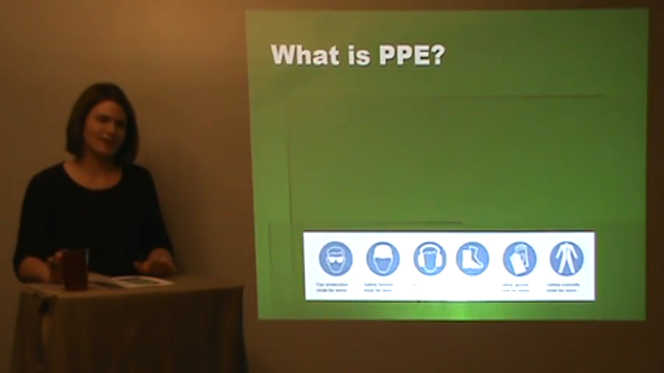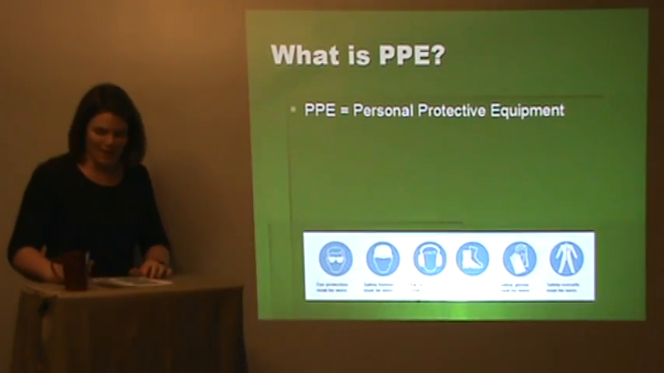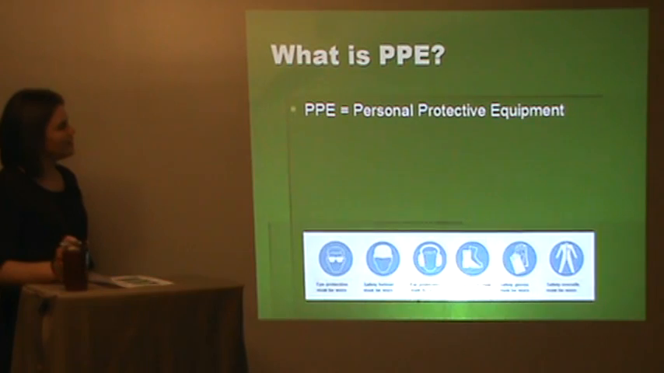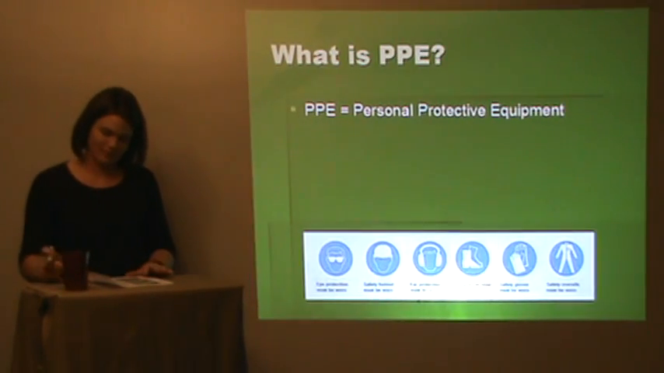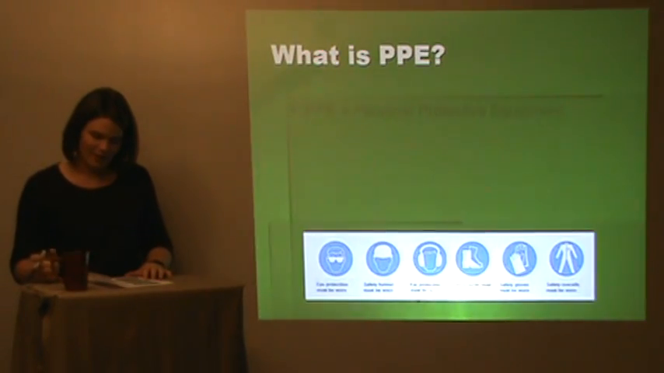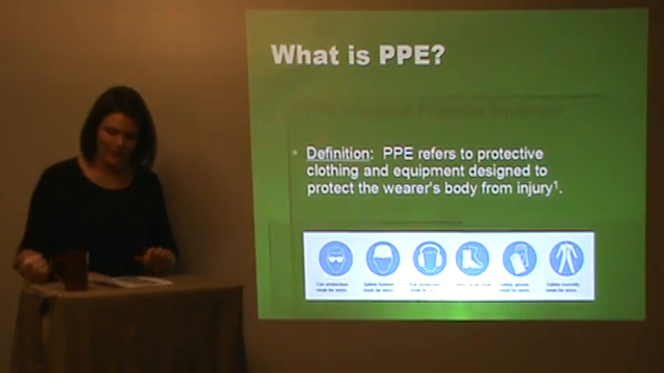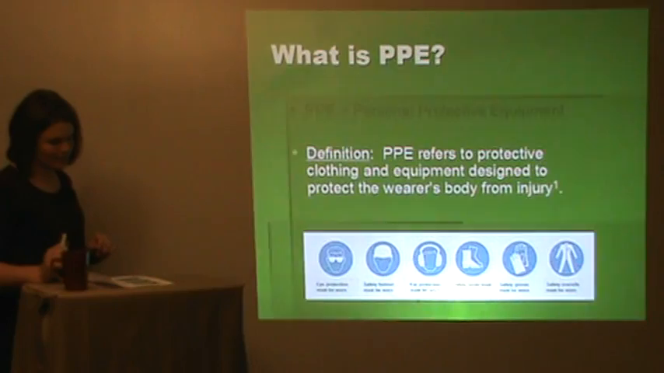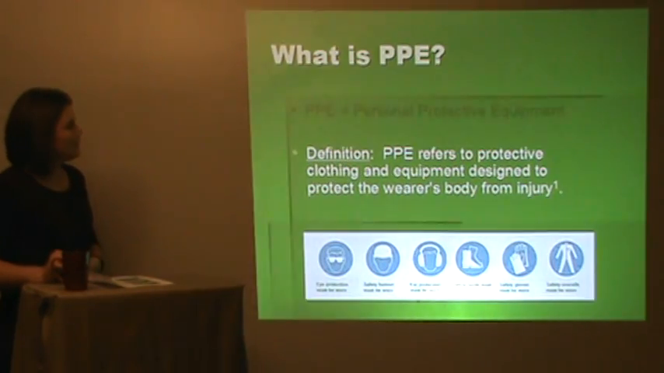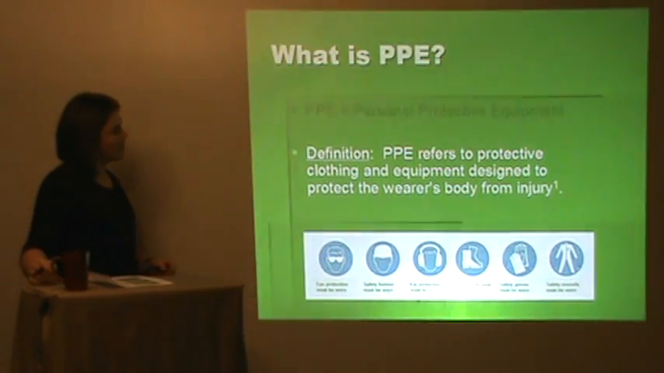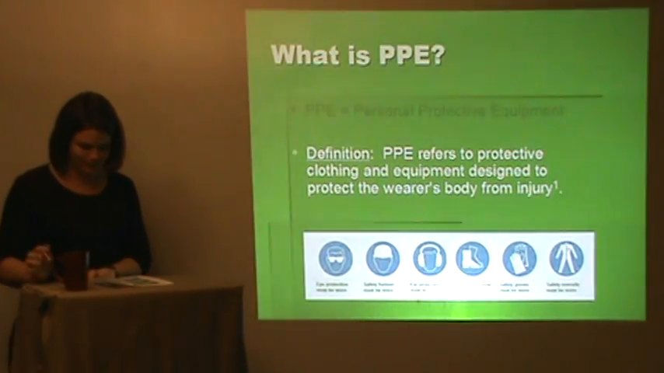You may be sitting there thinking, Dana, what is PPE? Well, I'm glad you asked. PPE is an acronym for Personal Protective Equipment. And a summary of Wikipedia's definition for PPE basically states that PPE refers to protective clothing and equipment designed to protect the wearer's body from injury.